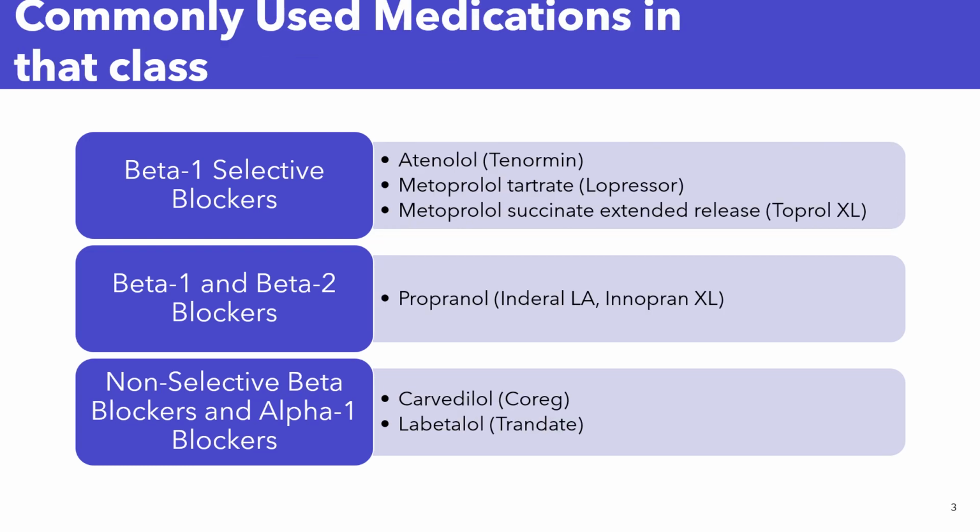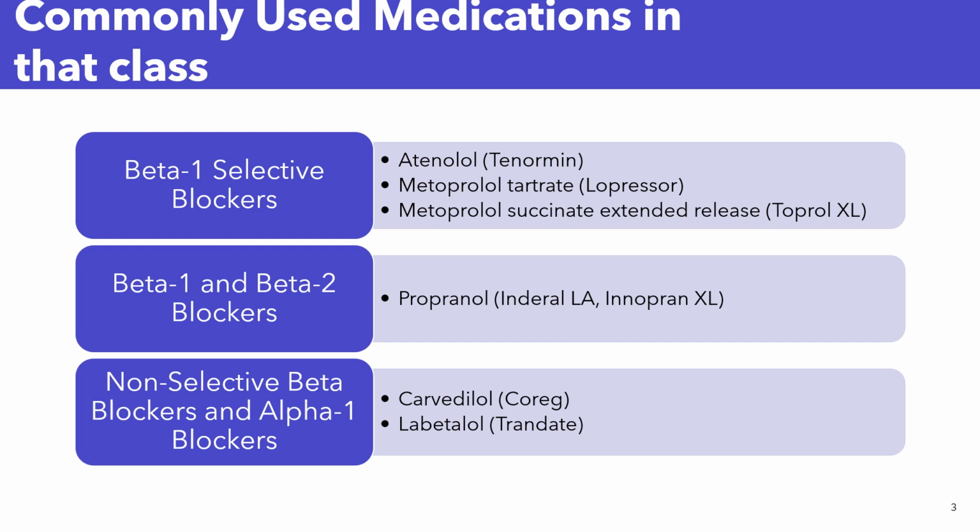What are some commonly used beta blockers? For beta 1 selective blockers, some of the most commonly used are atenolol or brand name Tenormin, metoprolol tartrate or brand name Lopressor, metoprolol succinate or brand name Toprol. Now, there are more beta 1 selective blockers, but I only listed the ones that are most commonly used.